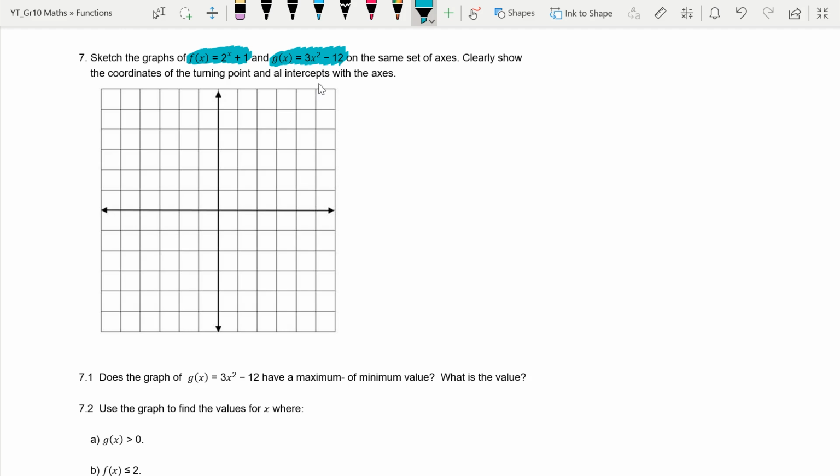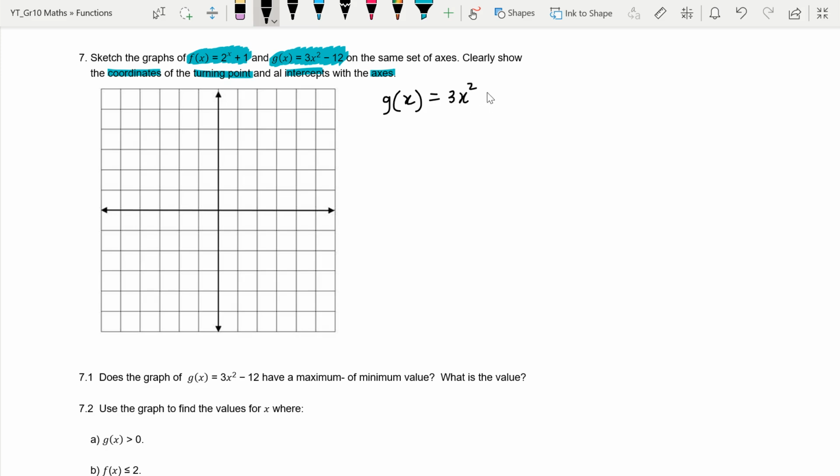We can do that. And it says that we clearly need to show the coordinates of the turning points. And note, we need to put it in coordinate form. And all the intercepts with the axes. So that would include our y-intercepts and our x-intercepts. All right, let's go ahead and do that. Let's start with the parabola.